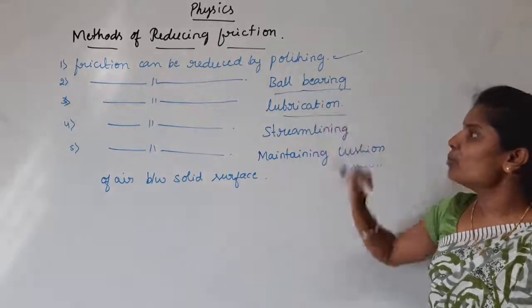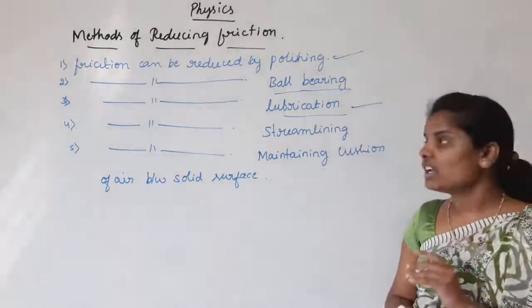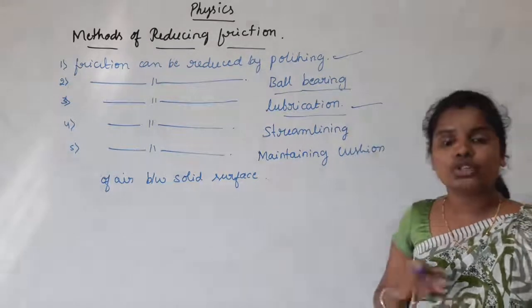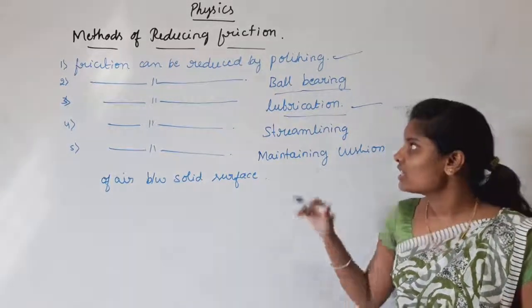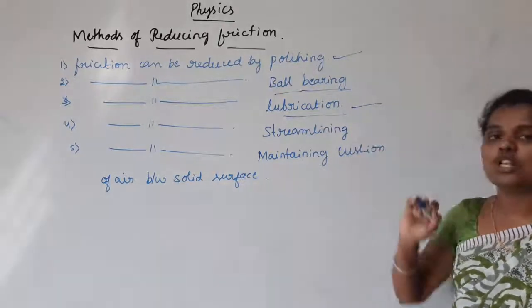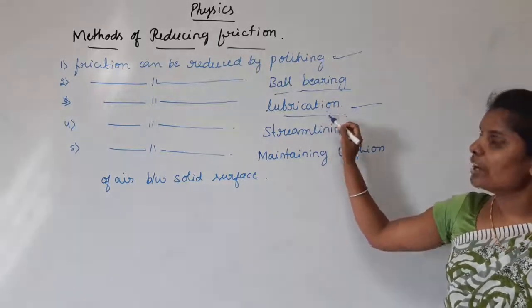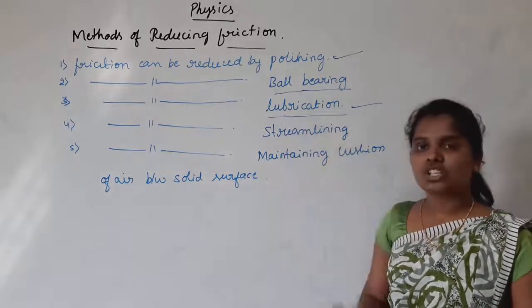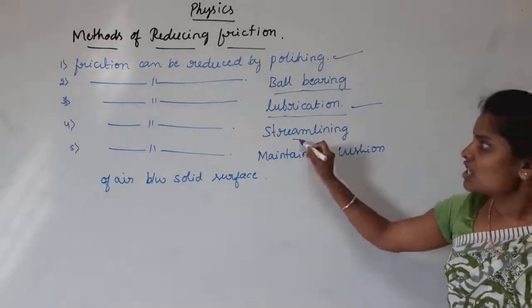And the next one is lubrication. Friction can be reduced by lubrication, which means we use a suitable oil or grease to reduce the friction between two surfaces. That process is called lubrication and that material is called a lubricant. Only then will the friction of that surface be reduced. That is called lubrication.